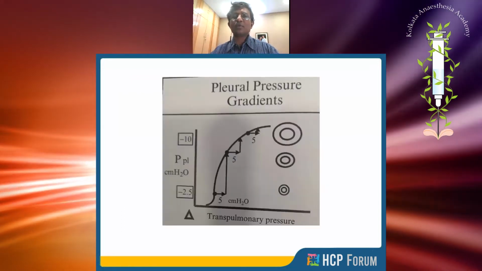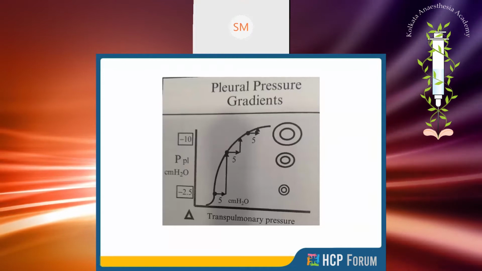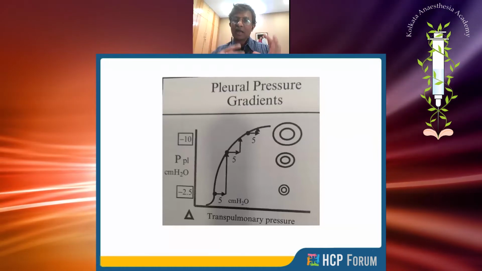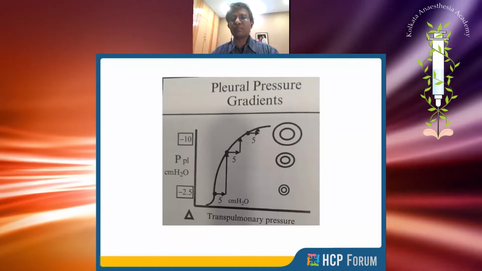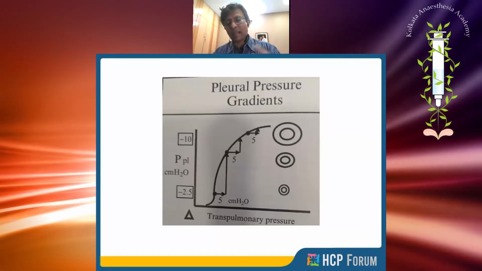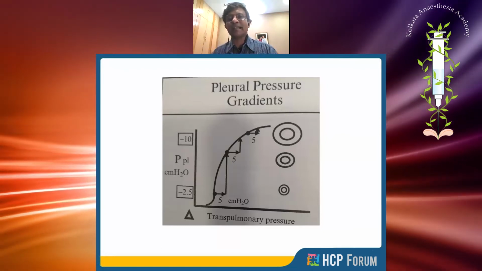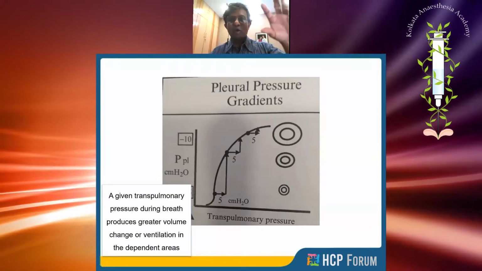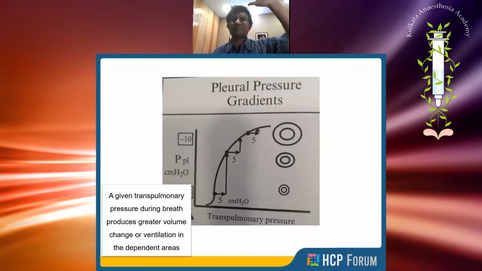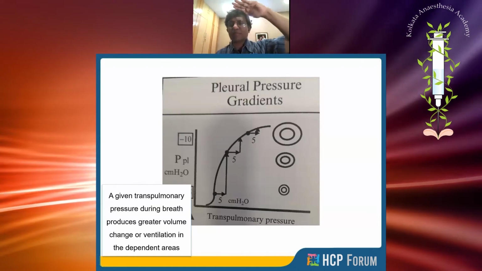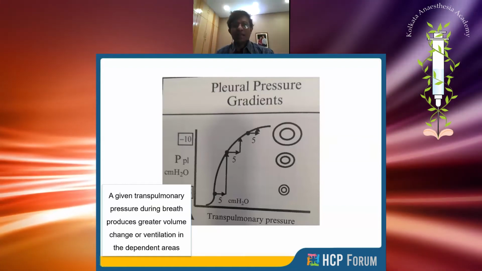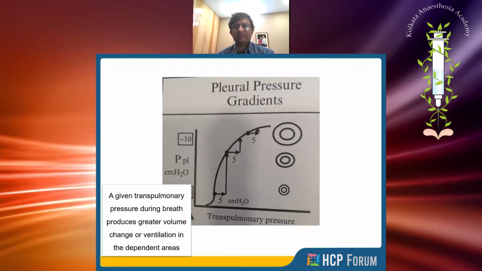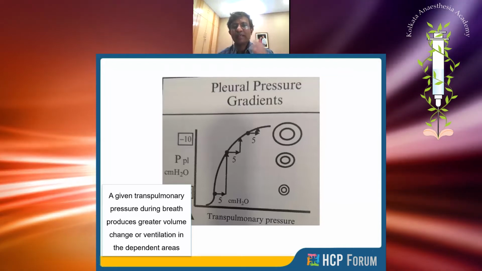So how do these pleural pressure gradients actually make a difference? We talked about the transpulmonary pressure, and a change in transpulmonary pressure acts as the function to distend the alveoli. Because of this gradient, whatever the height, whether they are supine or not, there will be a gradient. For a given transpulmonary pressure during a breath, the change in volume is more in the dependent areas.